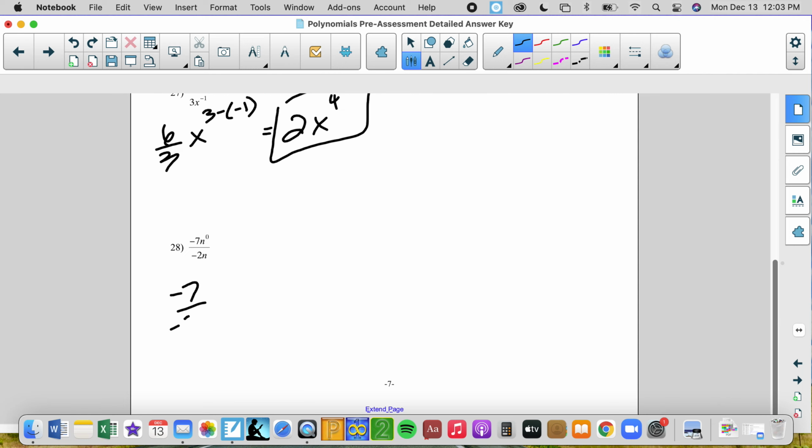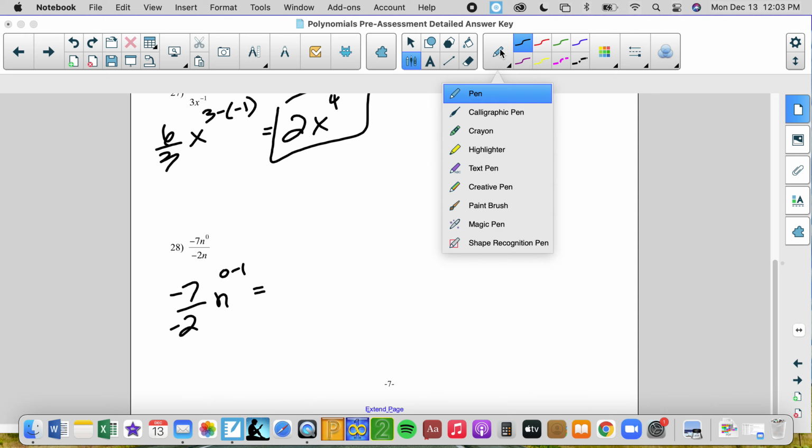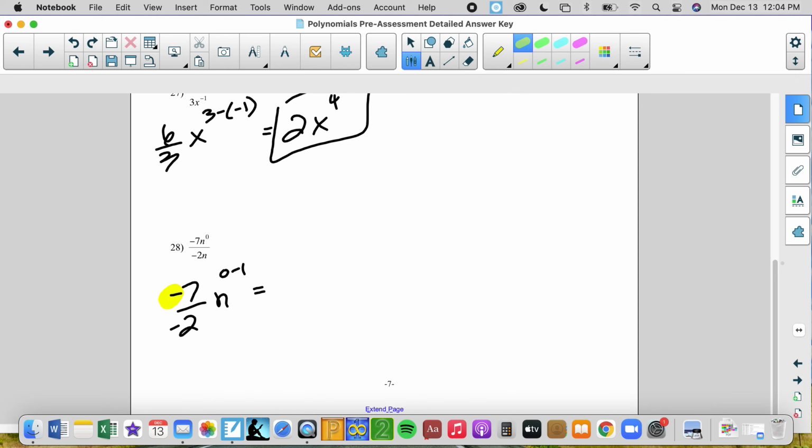Negative 7 over negative 2, n to the 0 minus 1. When a negative is divided, we're dealing with constants. When a negative is divided by another negative, we end up with a positive. So we get 7 halves n to the negative 1, which is 7 n to the negative 1 over 2. Remember, this happens in the numerator. I just wrote the two numerators together, 7 and the n.